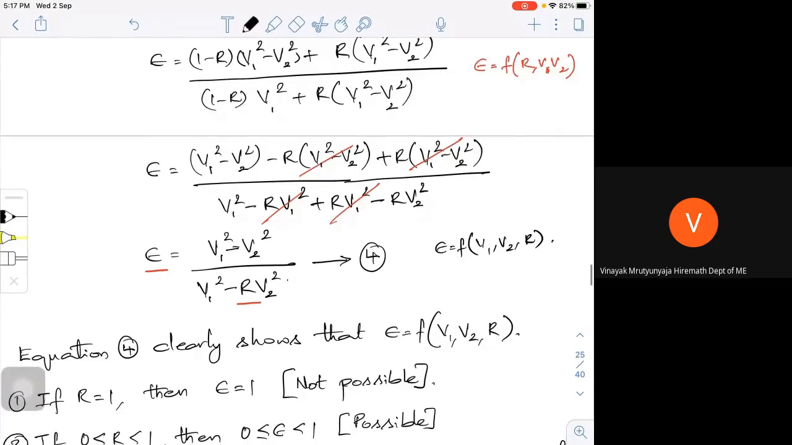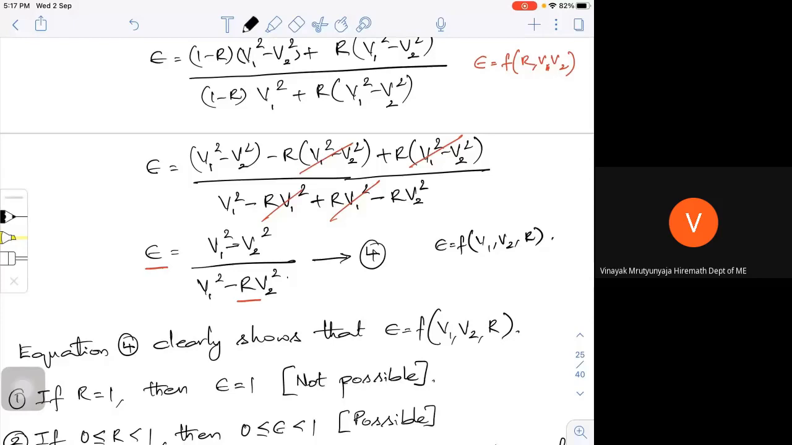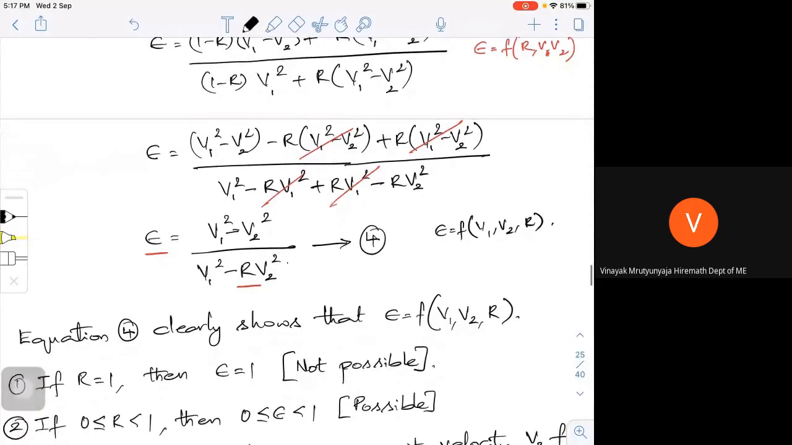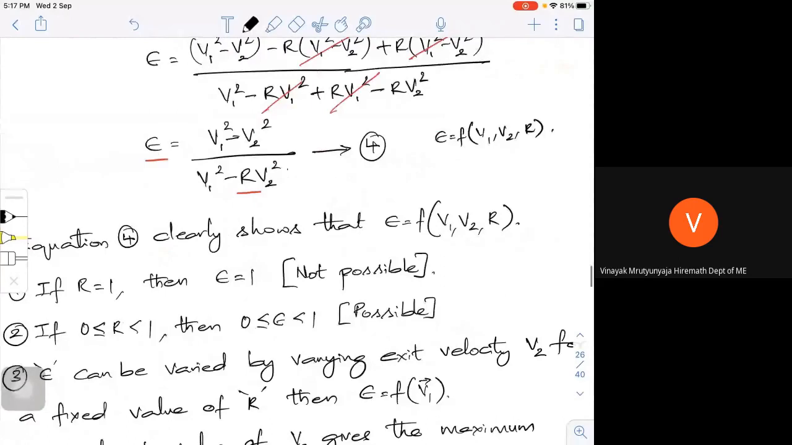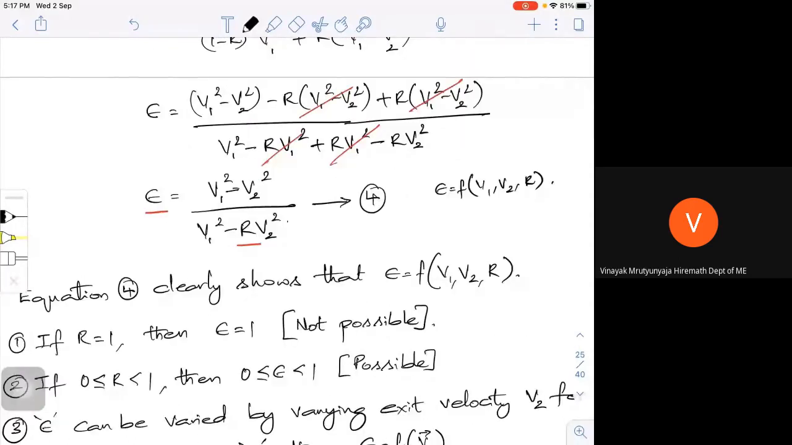Now, if you closely observe this equation 4, if my R is equal to 0, what will happen? If R is equal to 0, V1 square minus V2 square by V1 square, that is 1 minus V2 square by V1 square. I will be getting V1 square minus V2 square by, so I will be having only pure kinetic energies.